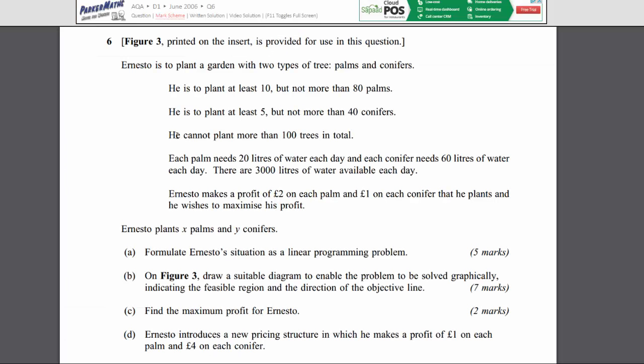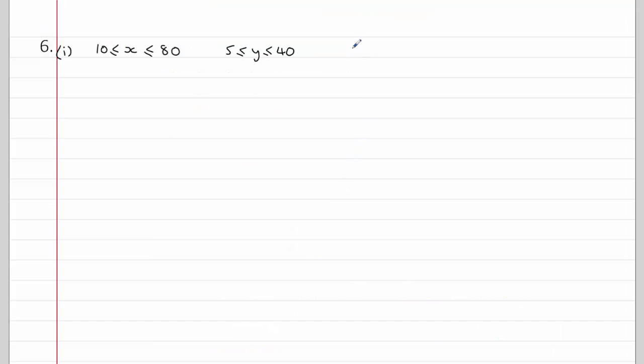We're also told that we cannot plant more than 100 trees in total. To work out the total number of trees, I'd add the number of palms and the number of conifers. So x plus y must be less than or equal to 100.